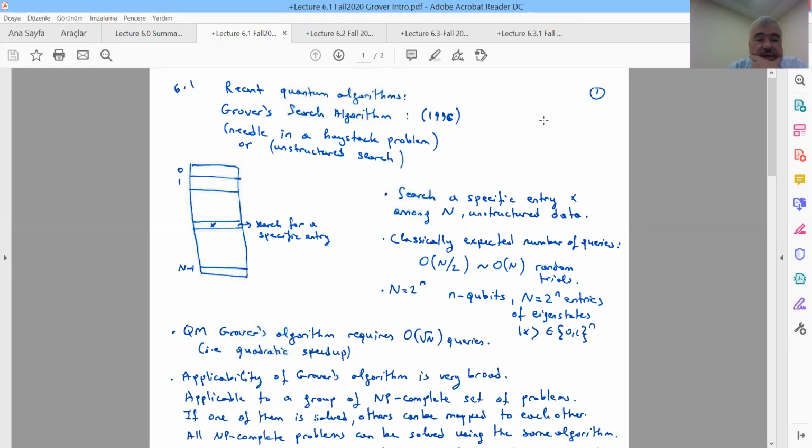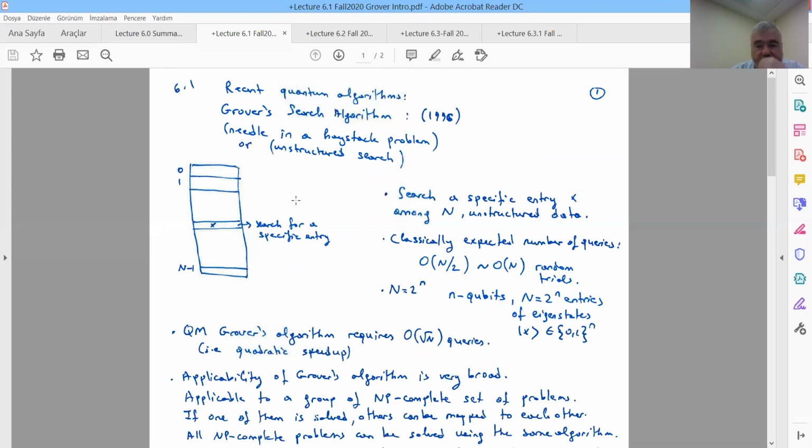Grover's algorithm attempts to solve the search problem in an unstructured database. For those of you who have studied computer science, you must have heard about the needle in a haystack problem. You have an unstructured database with capital N elements, and you are searching for a specific entry, let's denote this with X. This is one of what we call NP-complete problems.